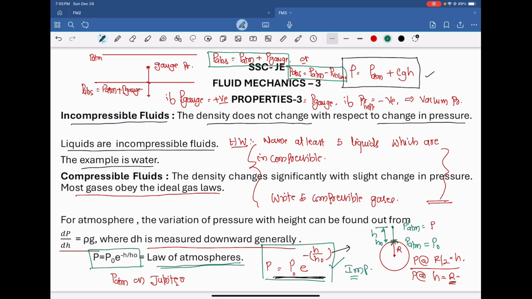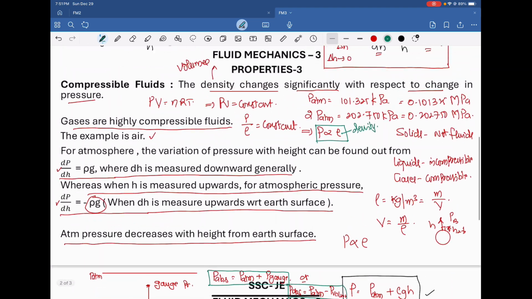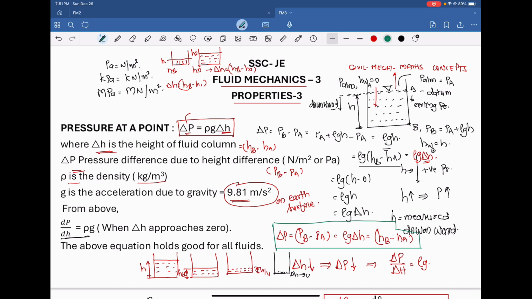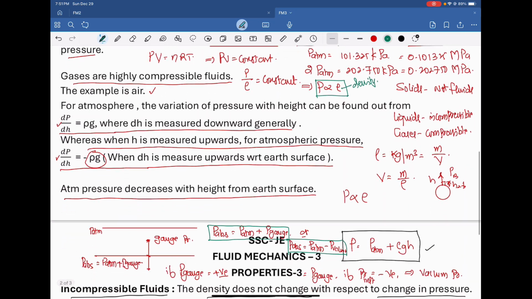That means P absolute is equal to P atmosphere plus P gauge when it is positive. Here we can write it as P absolute, P total, P absolute. We can make it as P absolute is equal to P atmosphere minus P vacuum.